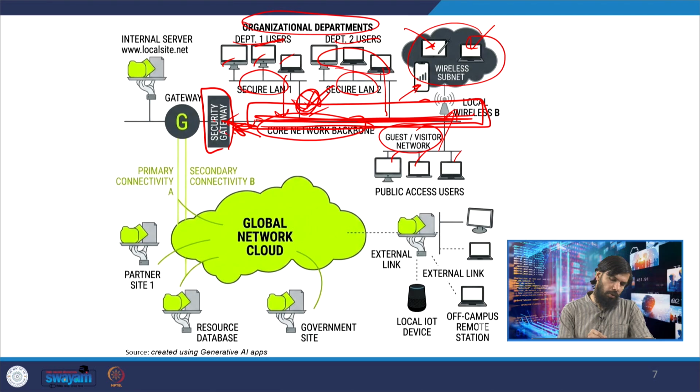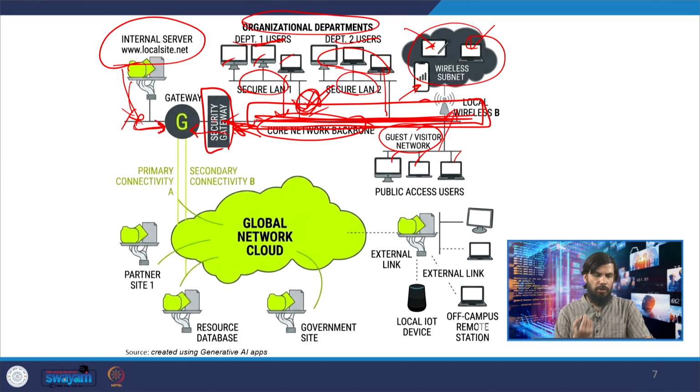Then this is connected to the generic gateway, right, and here an internal server of the organization is also running, which is directly connected to the gateway, because visitors from outside would be looking to access the website run by this organization, right. So, it should be directly connected to the gateway, and that is what has been shown here.